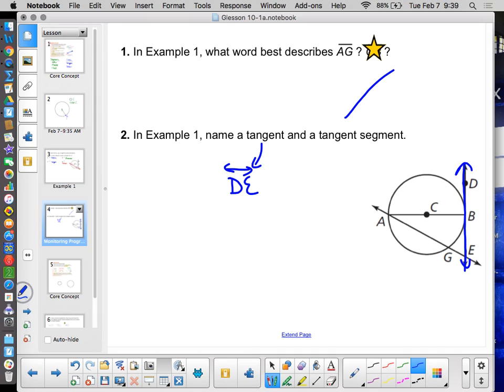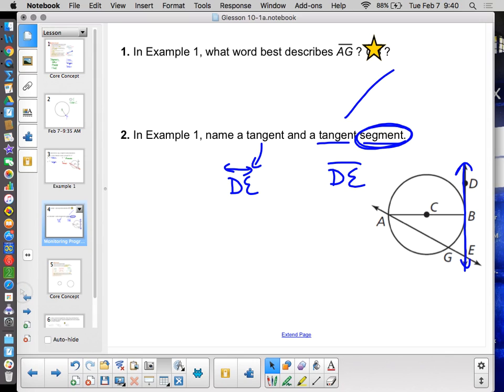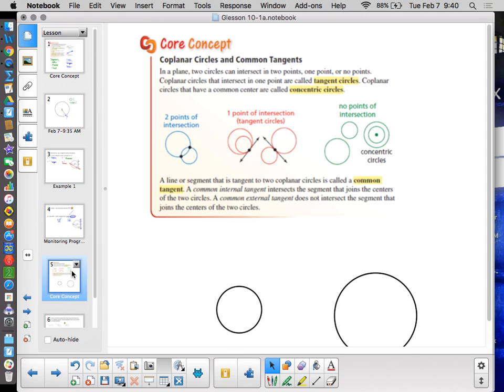A tangent segment, again, same thing. Any of the points would work, but it's asking specifically for a segment this time, so I could say the same name, just as a segment. Those are tangents. All right.